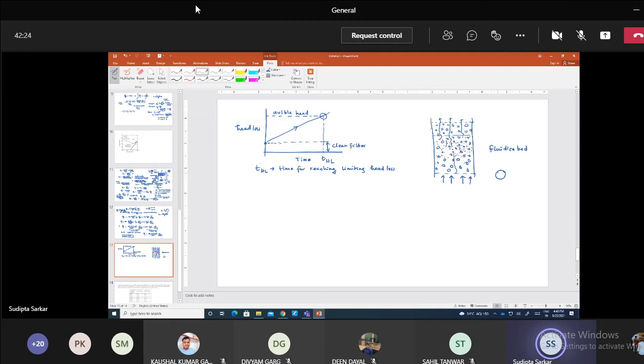The water passes through this, and a drag force is created. When the bed is just fluidized, the drag force is equal to the effective weight, so that it is like a suspended animation type of thing. The effective weight is nothing but weight minus buoyancy.